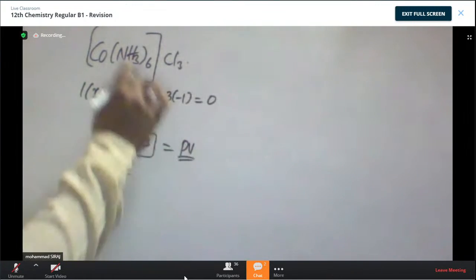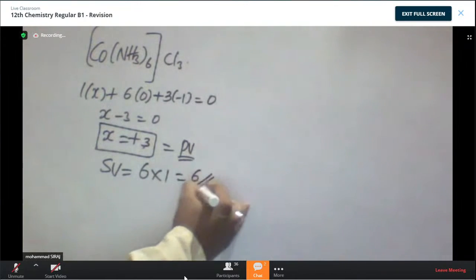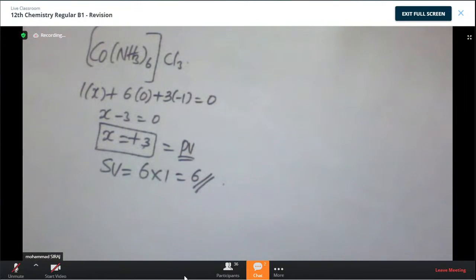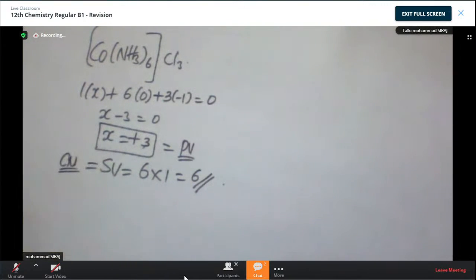Secondary valency: ammonia is a monodentate ligand. Monodentate ligand means 6 ones are 6. Secondary valency is 6. Secondary valency is nothing but what? CN, coordination number.